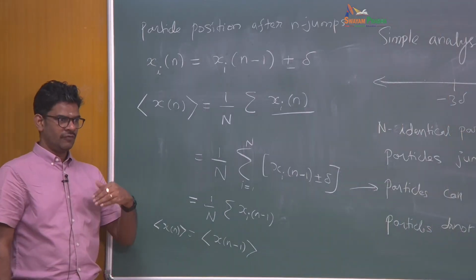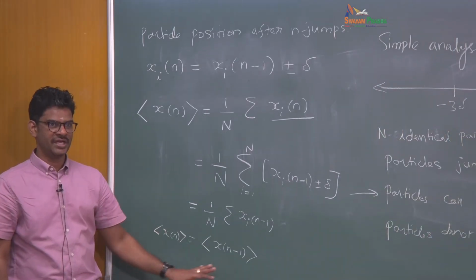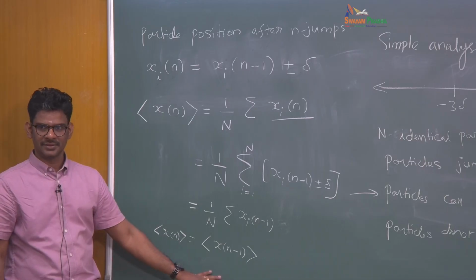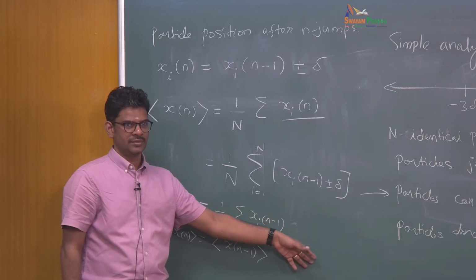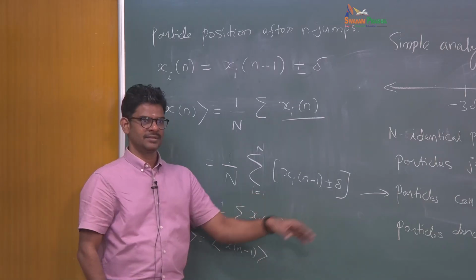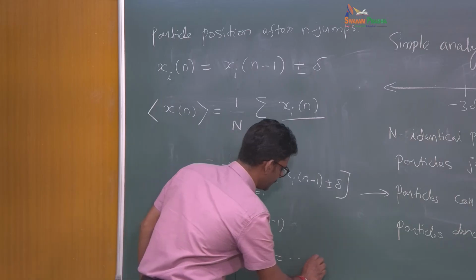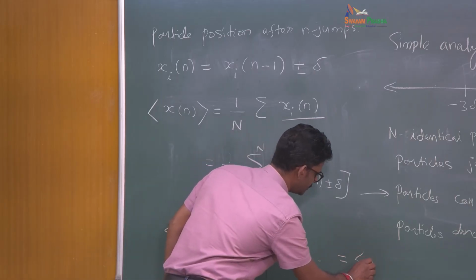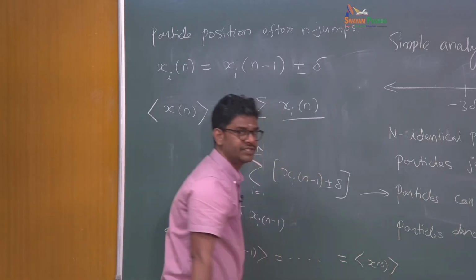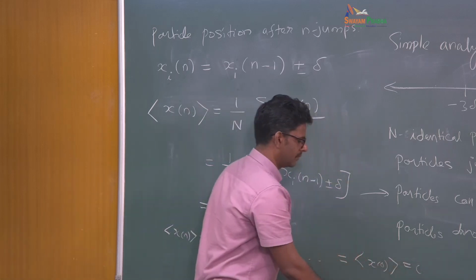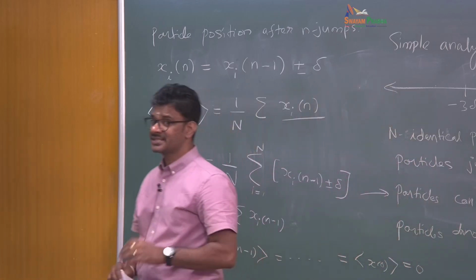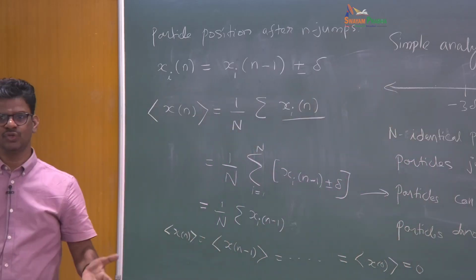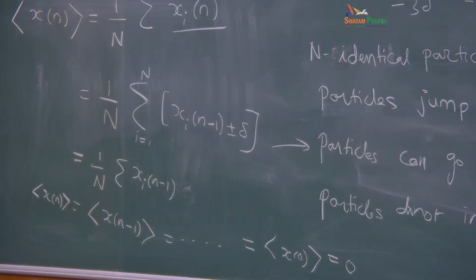That means from one jump to the other jump, the mean has not really changed, right? And what would this be equal to? The mean at n minus 2. And if I extend this, I will be able to show this is nothing but the mean position of the initial state, which is 0, because that's where I introduced the particle. So as far as the mean is concerned, the mean position is 0. That's an important result of the Brownian motion in one dimension.